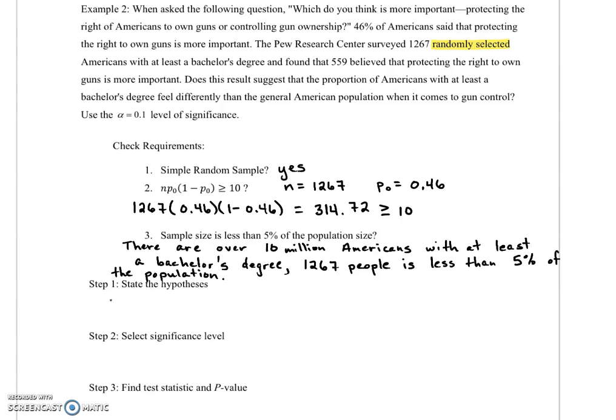So state the hypotheses. H naught, the null hypothesis, is the proportion equals 46%. And H1 is the proportion is not equal to 46%. How do we know it's not equal? Because they say feel differently. So differently means not equal. Could be more, could be less, just can't be the same.